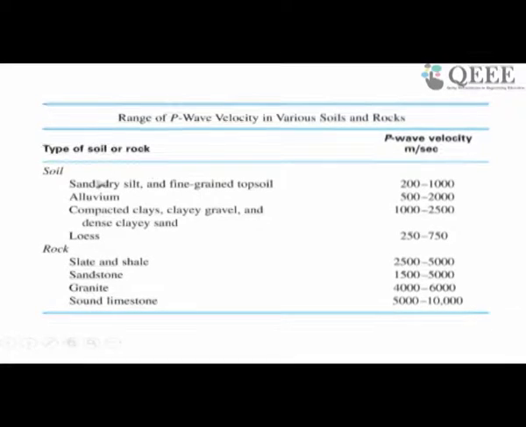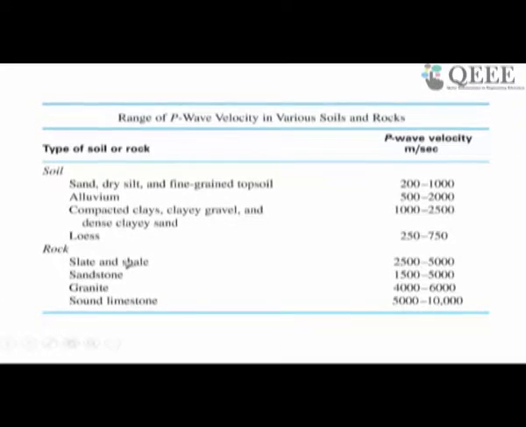For sand, silt or fine grained topsoils, you can have 200 to 1000. For alluvium, you have 500 to 2000. For compacted clays, the P wave velocity is 1000 to 2500. For loess, it is 250 to 750. As you can see, the velocity of sound for the topsoil, whether it is sand, clay, or maybe compacted clays, is relatively low.